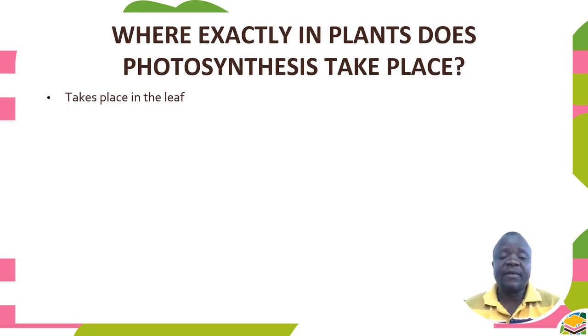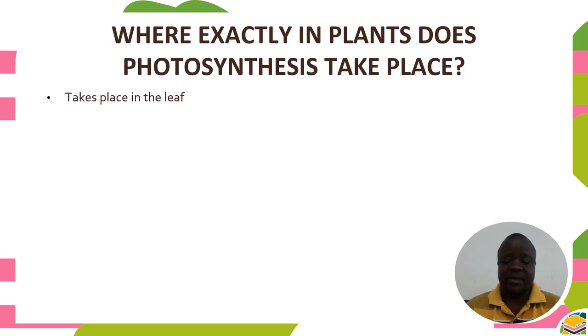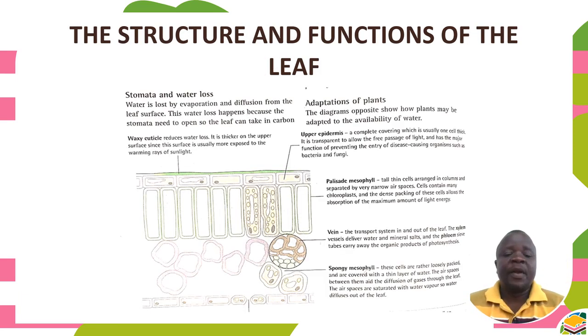Apart from the leaf, we have said that photosynthesis can also take place in the stems. Now let us look at it. We have said that photosynthesis takes place in the leaf, and here we have the structure and function of the leaf. When we look at the structure, we are looking at the anatomy and physiology of the leaf. That's what we are looking at.